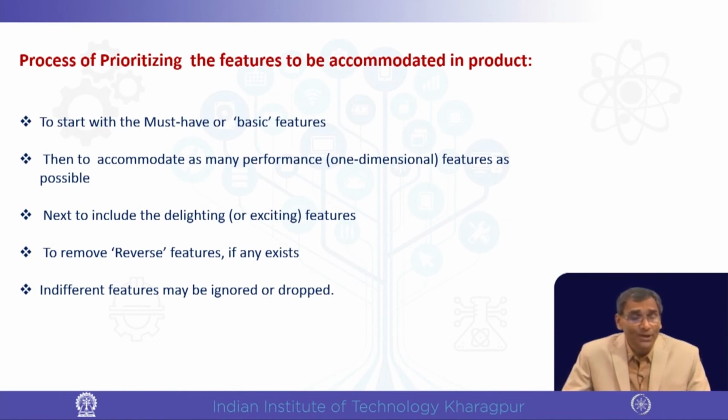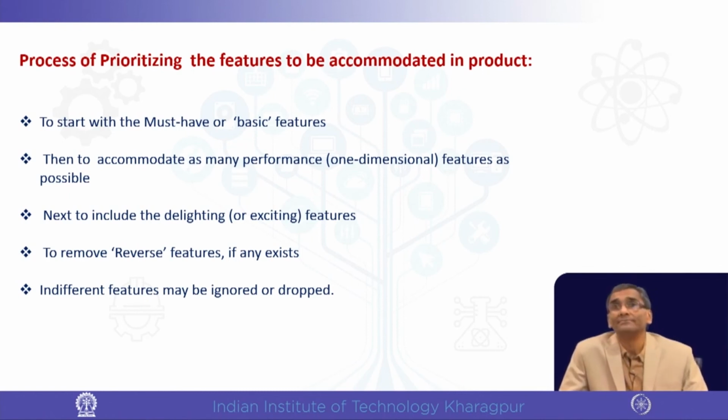Now, we will come back to this. We have discussed the delighting features. Now, the necessity is to remove the reverse features if they exist. If there are any reverse features, they must be removed, because they add to dissatisfaction. Indifferent features may be ignored or dropped, because people do not care about those features.